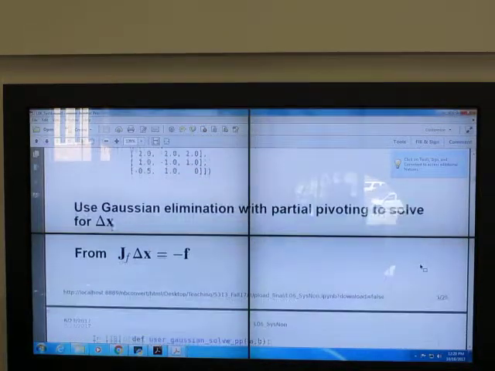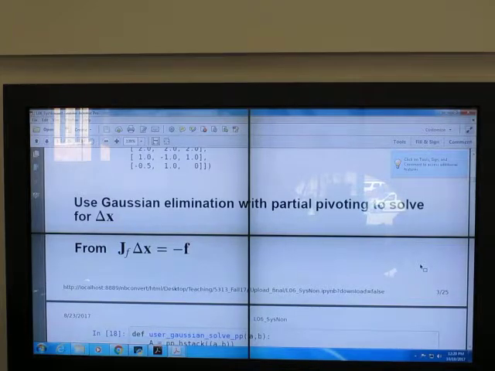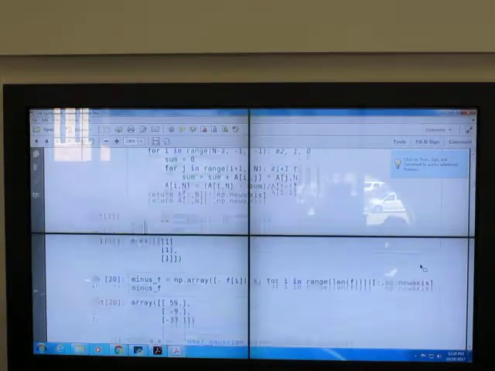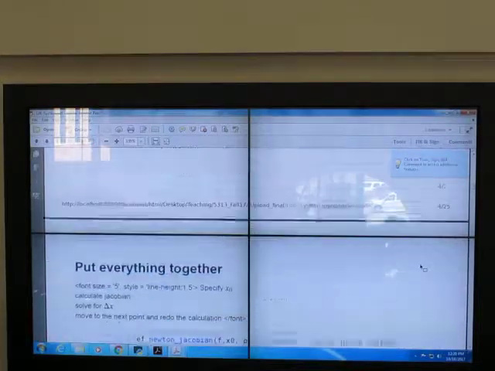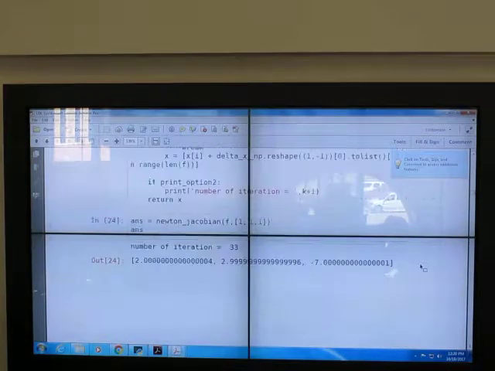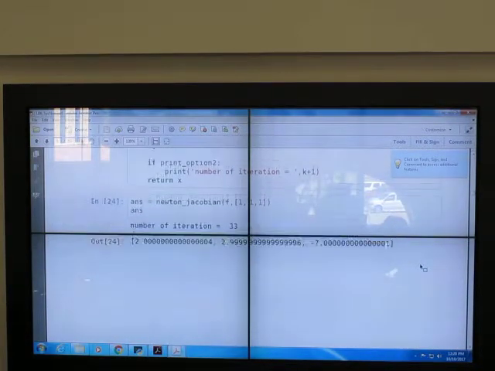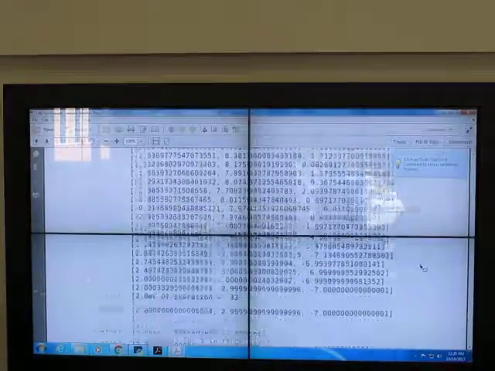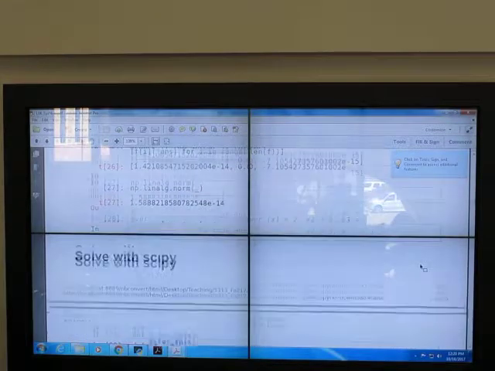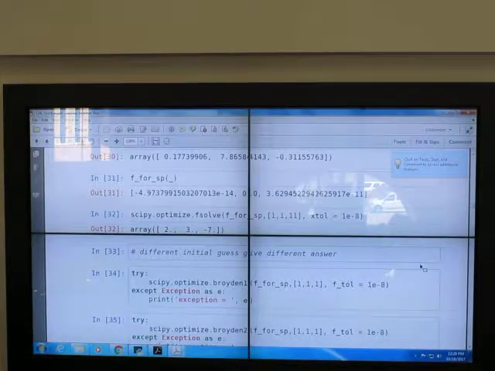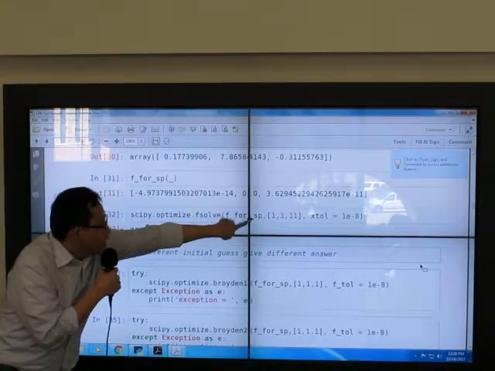That's from SymPy. Okay, Gaussian elimination. Use Gaussian elimination with partial pivoting to solve J delta x equals minus f. I copy the whole thing from what I previously had, and then I put everything together. Have a for loop. Bam! The result is done. 33 iterations and we get to 3e-7. This shows the calculation in each step, and it shows the solution with SciPy, which is the same. SciPy fsolve, but this time you have to put a bunch of equations in.